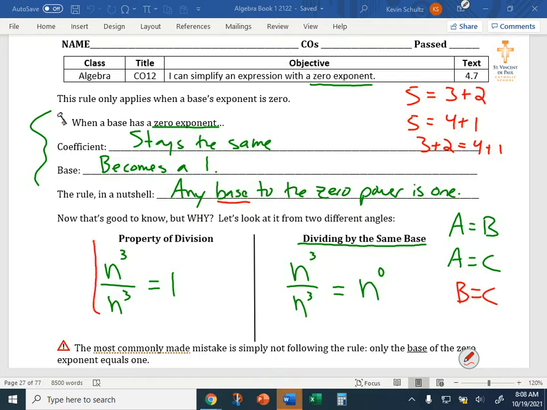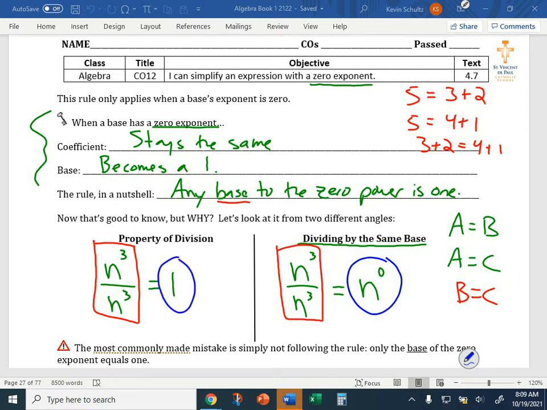We have n cubed over n cubed equals 1. That's our A. We have n cubed over n cubed, the same expression, equaling n to the 0. What does that tell us about n to the 0 and 1? They have to be the same, right? If A equals B and A equals C, then B has to equal C. And because n is a variable, n can equal anything, that means that any value, any base to the 0 power has to be 1.